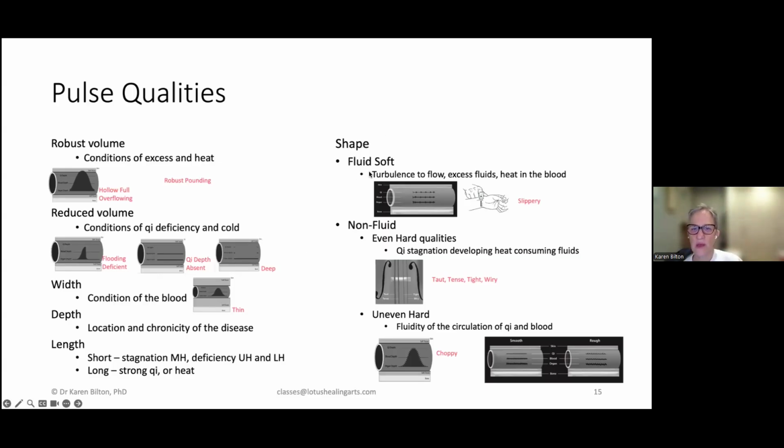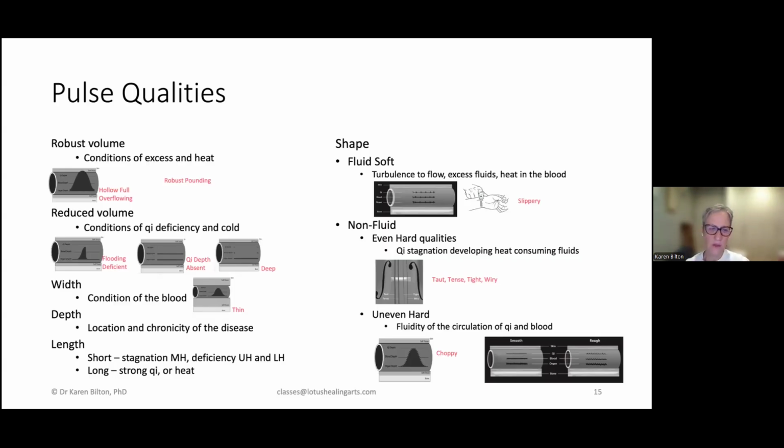Now, under the shape category, we've got our fluid pulse quality, which is our slippery quality. It feels soft, and with the slippery quality, like normally the impulse kind of hits our finger like so, comes straight up from below. With the slippery quality, we have this sensation of the impulse sliding under our finger.